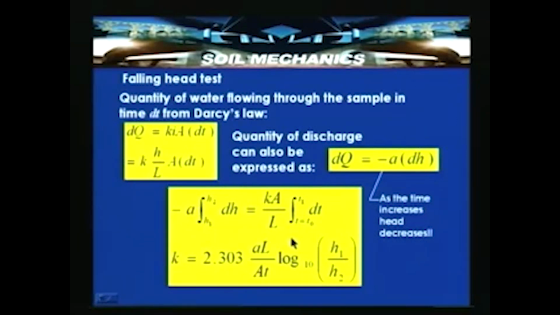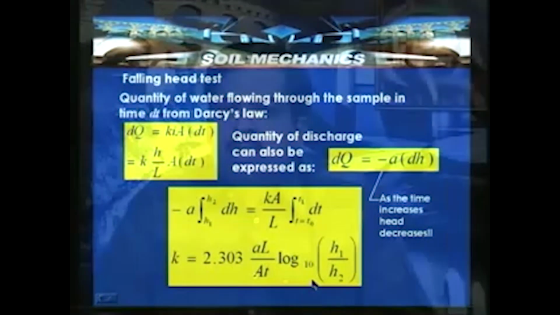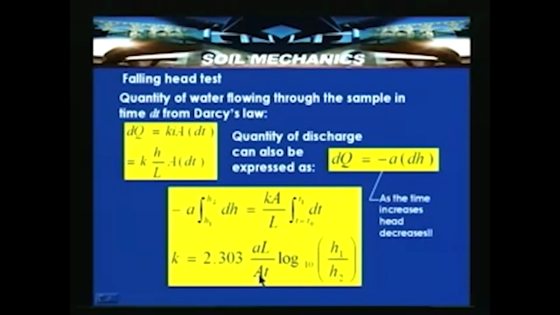By simplifying and rearranging, we get k = 2.303 a L / (A t) log to the base 10 of H1 by H2. By using this expression, one can determine the permeability of fine grained soils, especially clay soils, by using the variable head test or falling head test. Here, small a is the area of the cross section of the standpipe, L is the length of the sample, capital A is the area of the cross section of the soil sample through which the flow is taking place, and t is the time over which the difference in heads H1 and H2 is measured.